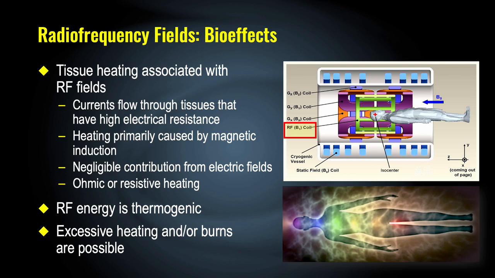Tissue heating that occurs during MRI is primarily caused by magnetic induction, as the RF fields generate eddy currents in conductive tissues. While the electric fields also play a role in MRI, their contribution to tissue heating is trivial compared to the magnetic field. Because of the thermogenic nature of radio frequency fields, excessive heating and/or burns are the primary safety concerns. RF-induced burns are especially a concern when conductive materials such as metallic implants are in or on the patient.